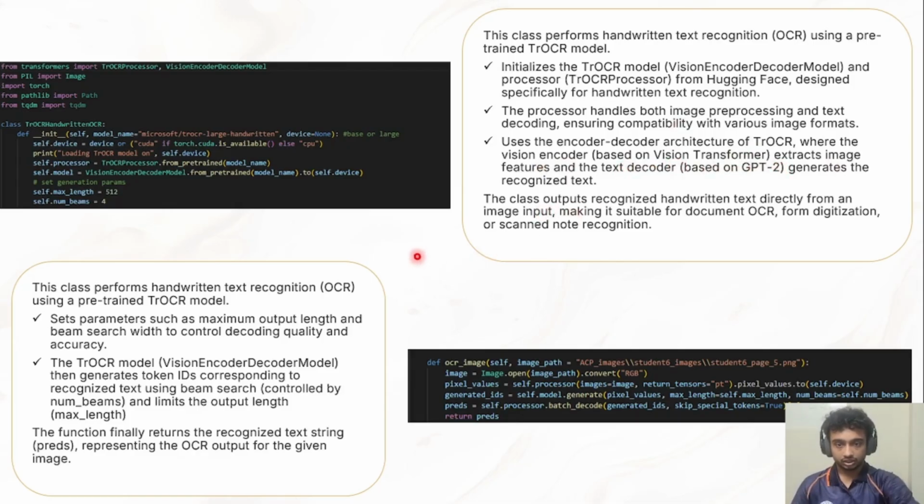In the next snippet of code, we are giving the image path, here student 6 page 5.png. We have imported these images and run on them, and we are doing beam decoding. It runs on the max length defined here, which is 512, and the number of beams is 4. It generates token IDs corresponding to each recognized text and stores them here, and further the text decoder works on them to get the letters.